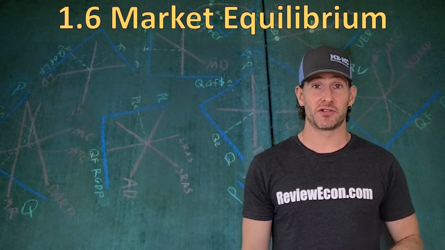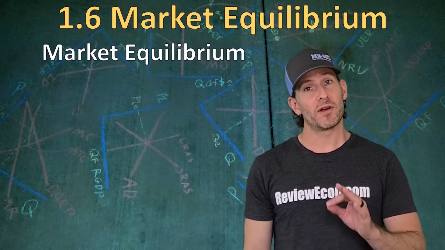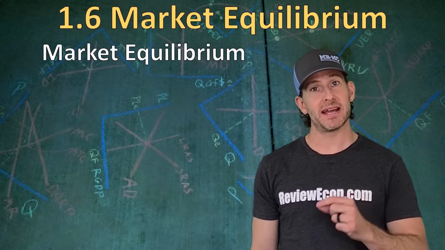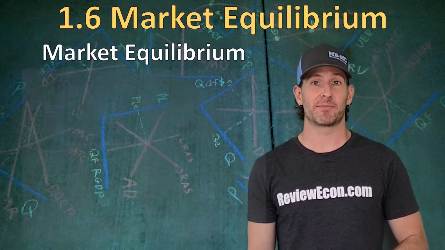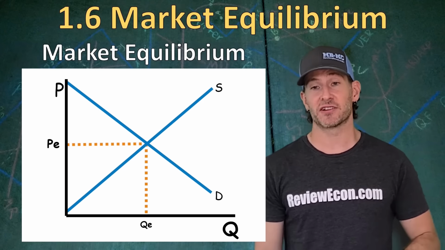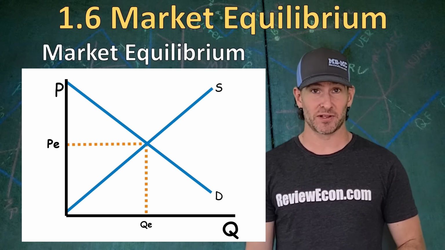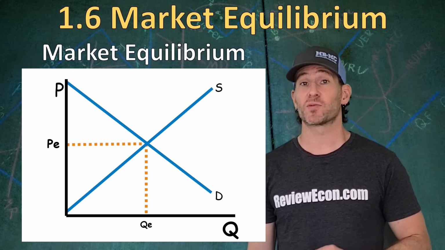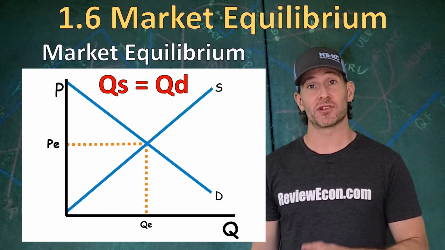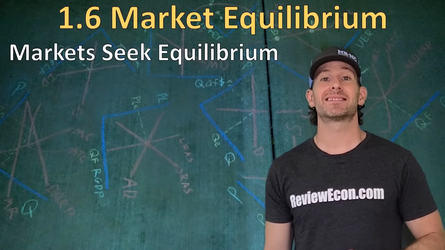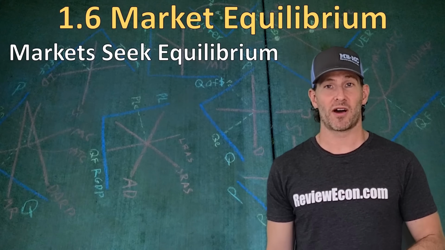The next thing we're going to do is talk about market equilibrium. We find market equilibrium when we mix supply and demand on the same graph. Where the two curves intersect gives us our equilibrium price and equilibrium quantity. It's the price where the quantity supplied equals the quantity demanded. The market seeks that equilibrium price and quantity.